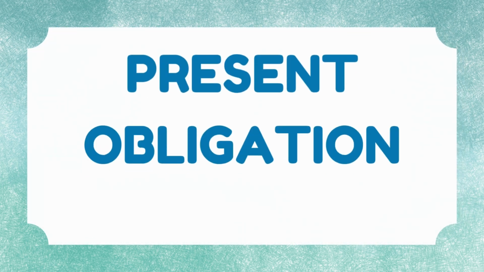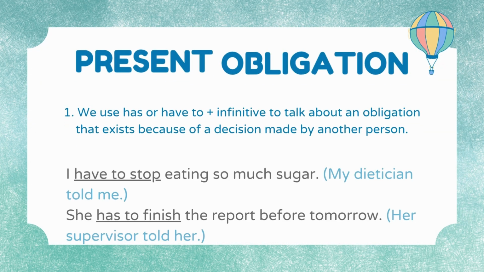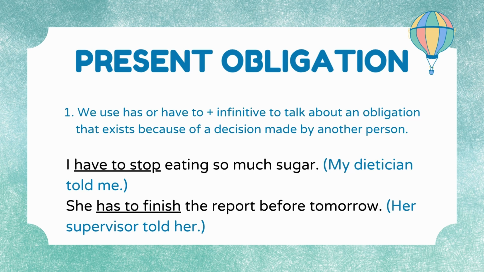Present obligation. We use has or have to plus infinitive to talk about an obligation that exists because of a decision made by another person. Look at these examples. I have to stop eating so much sugar. She has to finish the report before tomorrow.